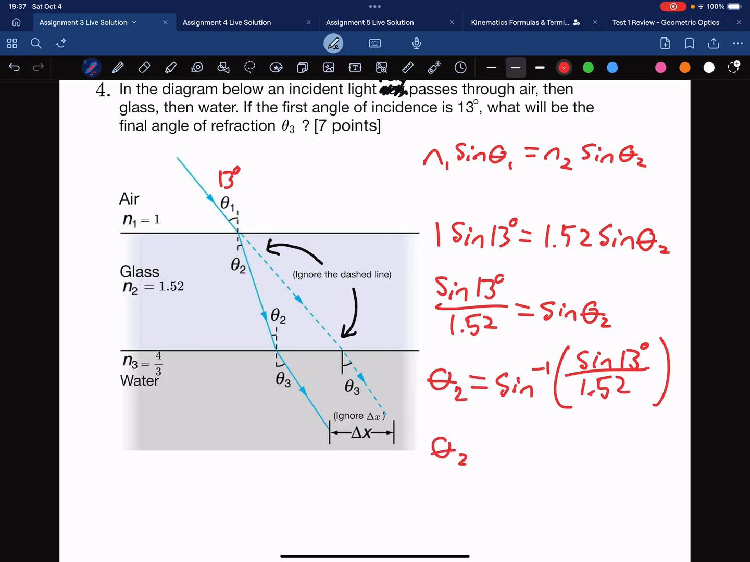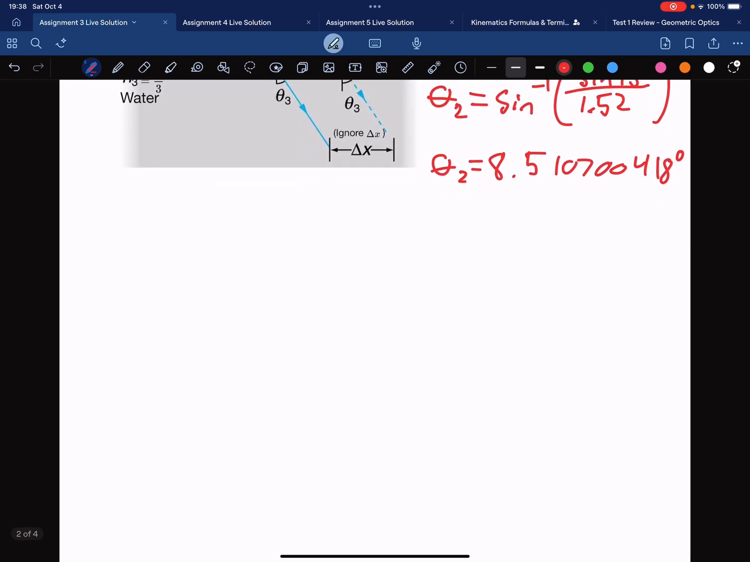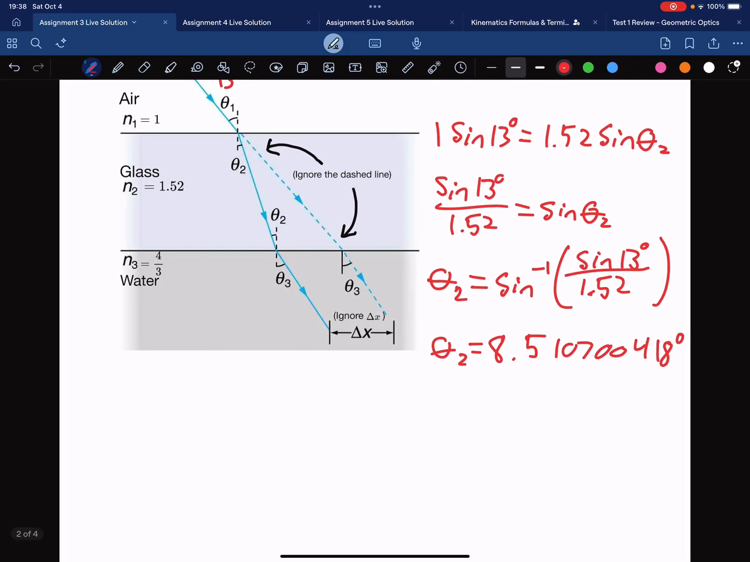And plugging this in the calculator, I get 8.510700418 degrees. The reason I'm keeping so many digits is because I know that this is not my final answer, and I want to keep at least a little bit of precision. So now I will be setting up for the second half. So I know that this theta 2 is also this angle right here.